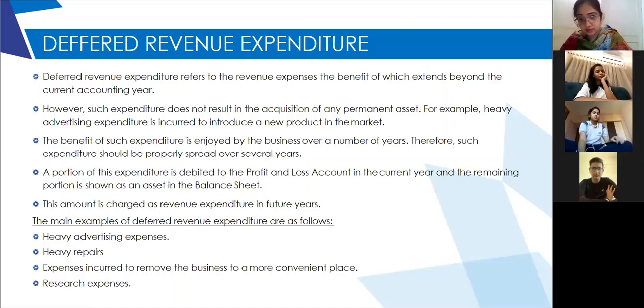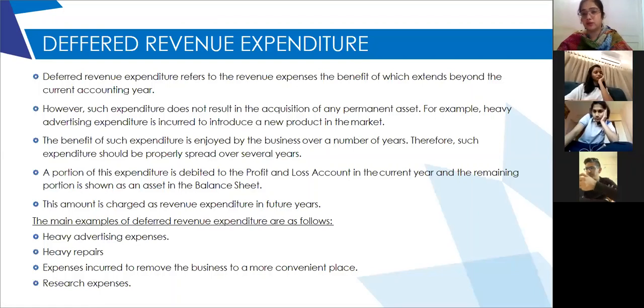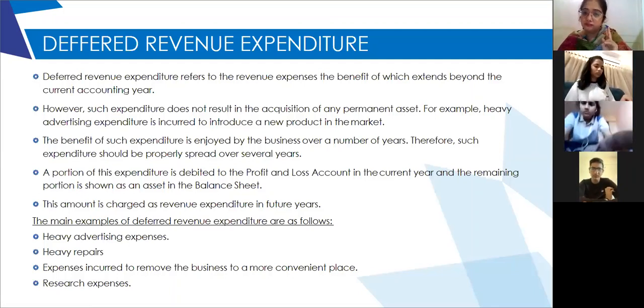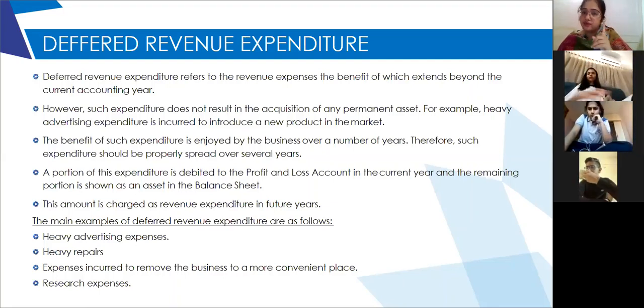They are revenue expenses, but the benefit of it extends beyond the current accounting year. Till now, we know if the benefit is for the current accounting year, which expenditure is it, revenue or capital? Revenue. Excellent. And whenever there is acquisition of a permanent asset, which expenditure is it? Capital. Now, deferred has some features of capital and some features of revenue. It is a hybrid. Yes, you can say that.